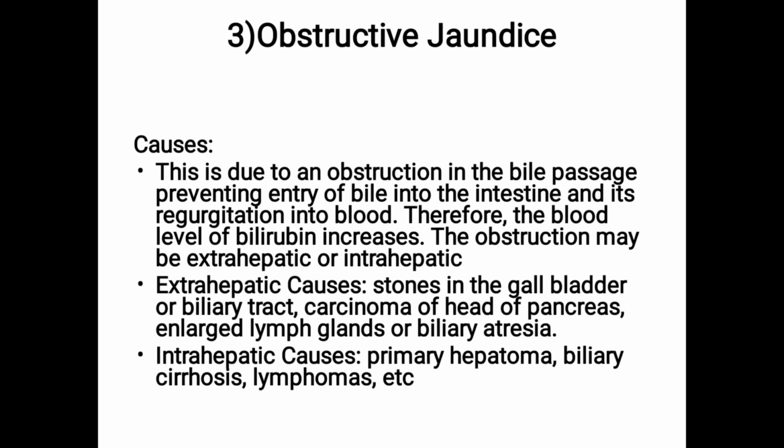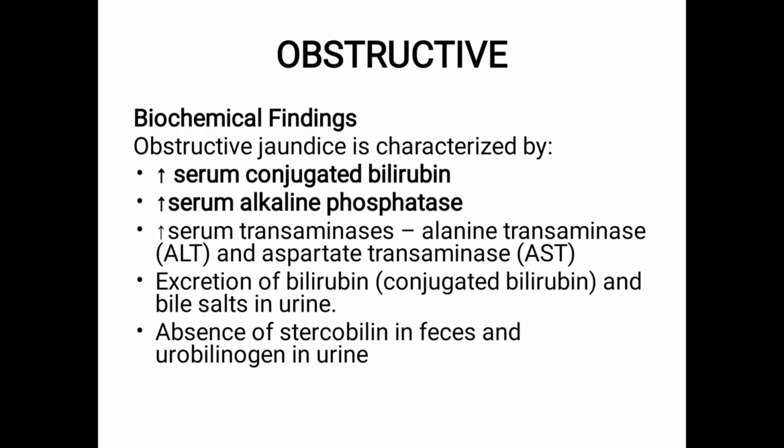Mainly, what type of stone is possible? Bilirubin and cholesterol stone. When the stone in the gallbladder reaches the neck, there is a chance of biliary obstruction. Also, in some cases of carcinoma of the head of the pancreas, enlarged lymph glands, or biliary atresia, an abnormality in the anatomy, there are possible extrahepatic causes. Intrahepatic causes include primary hepatoma, biliary cirrhosis, and some types of lymphomas.